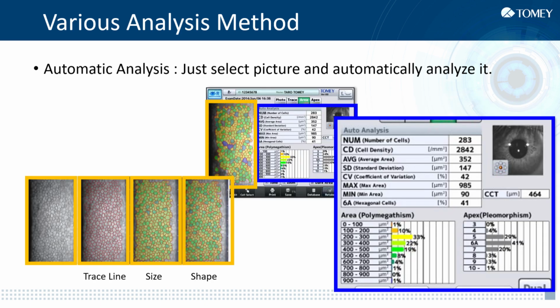Regarding the endothelium cell image displayed on the screen, we can select from the original image, with trace line, color-coded by size or color-coded by shape.